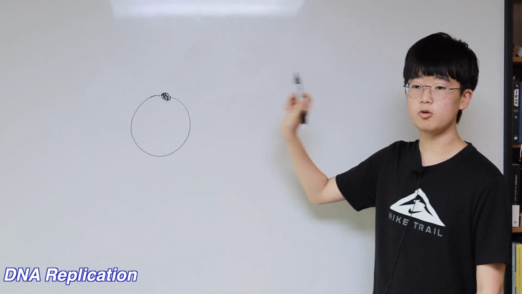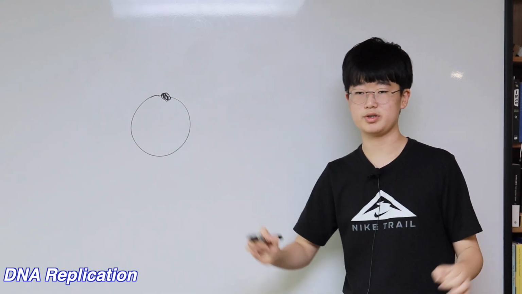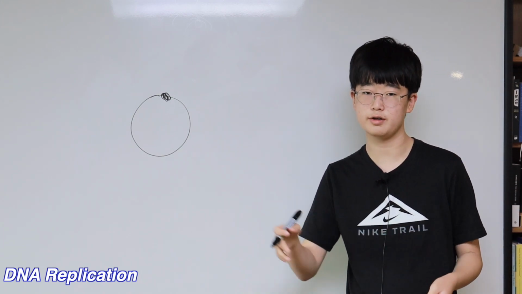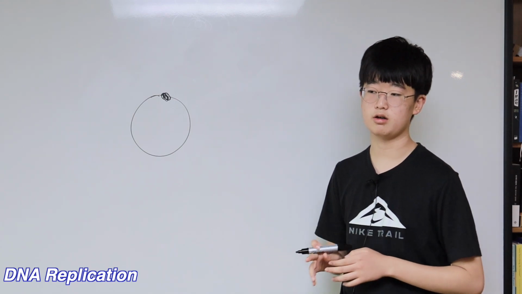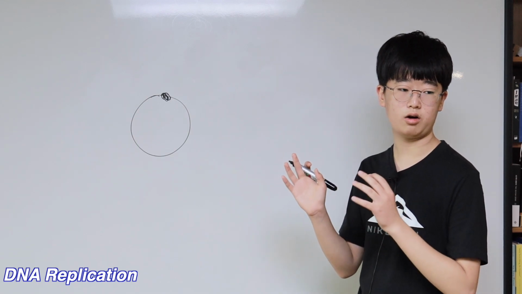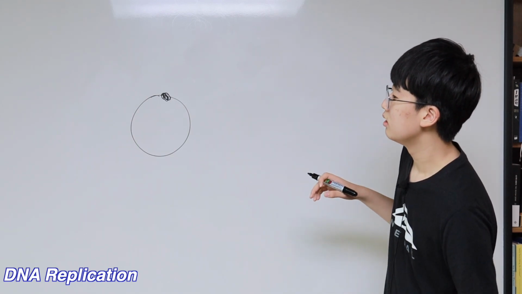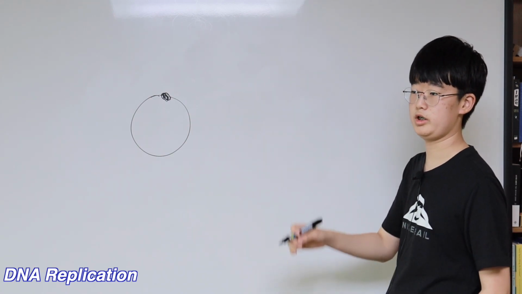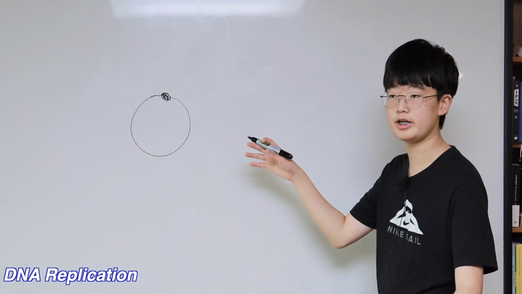Now, ORI is a special base pair sequence. In E. coli, people have found that about 245 base pair sequences are present as the ORI, which is a starting point of replication.